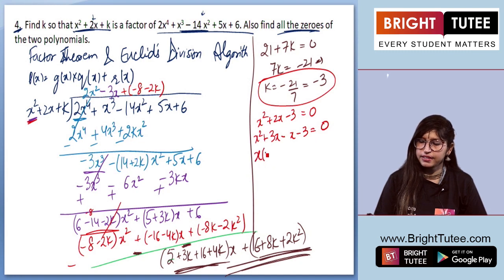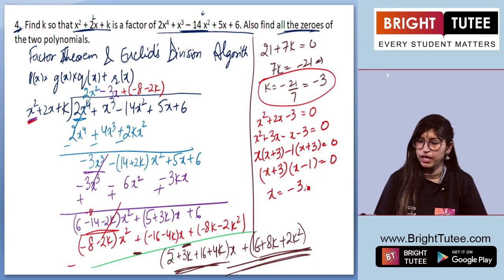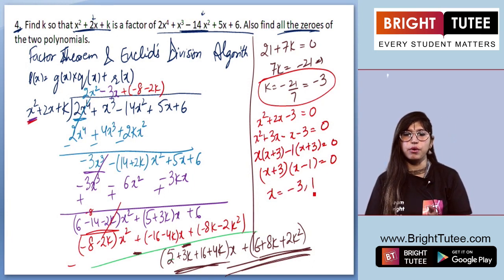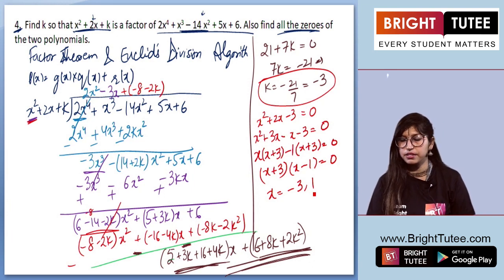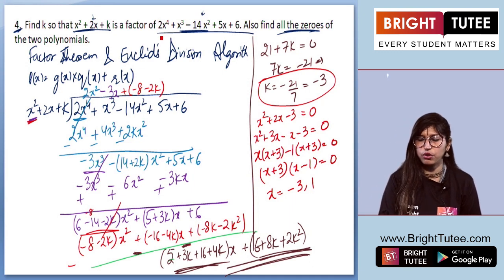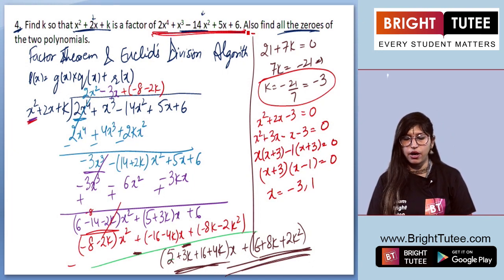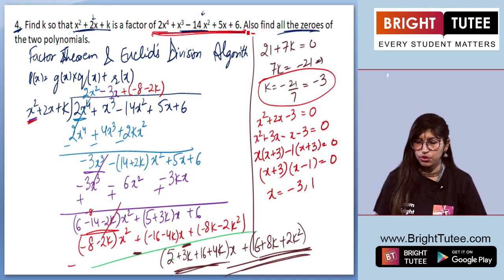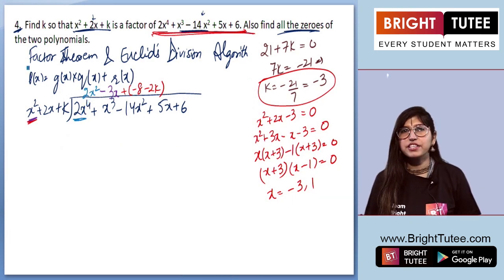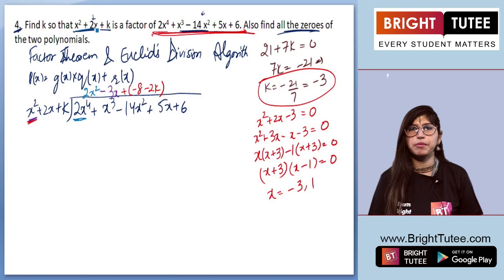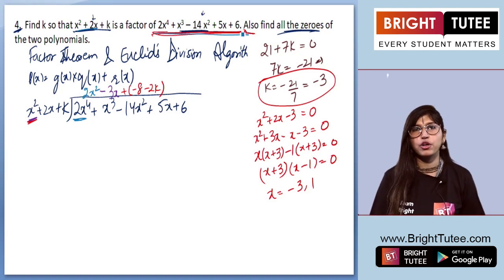So we get x plus 3 minus 1 times x plus 3 equals 0. So x plus 3 into x minus 1 equals 0. So x will be minus 3 and 1. So minus 3 and 1 are the zeros of x square plus 2x plus k. Now they talked about we need to find out the zeros of the other polynomial as well. Now we know that it is a factor of it. So minus 3 and 1 are the zeros of x square plus 2x minus 3. We need to find the zeros of this polynomial as well.